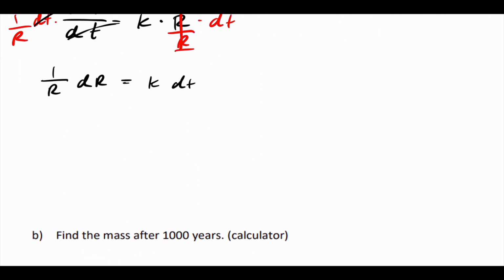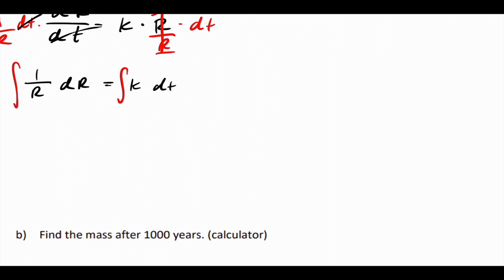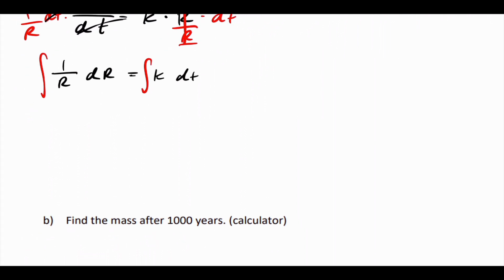Check. Antiderivative. This whole process is feeling very, very familiar. Just different letters, right? Let me finish this problem and then I'll tell you. So we have natural log of R equals KT plus C.